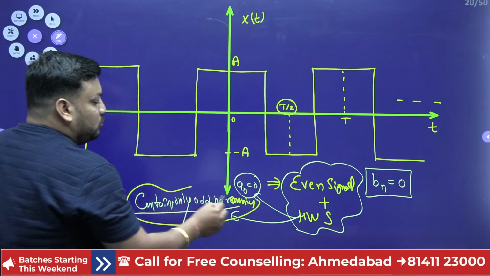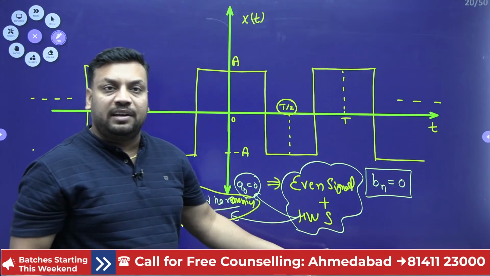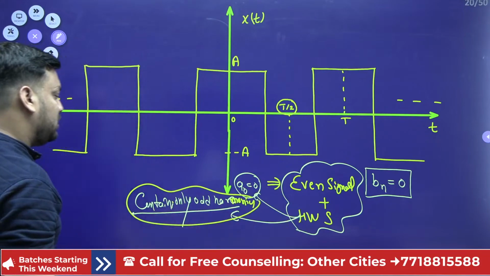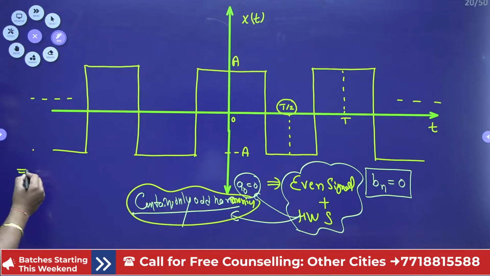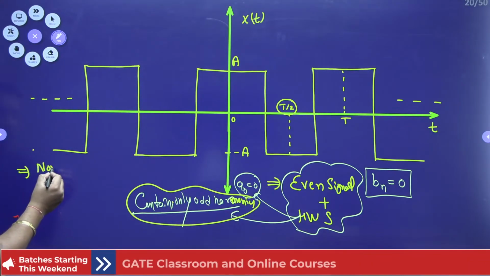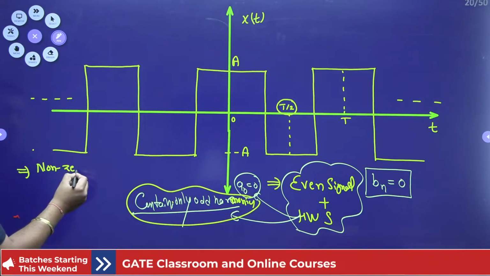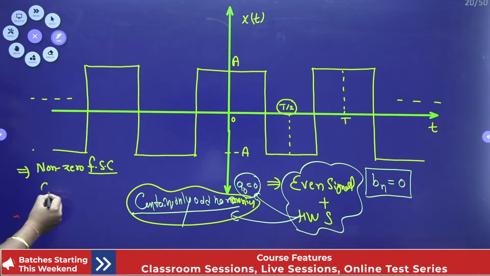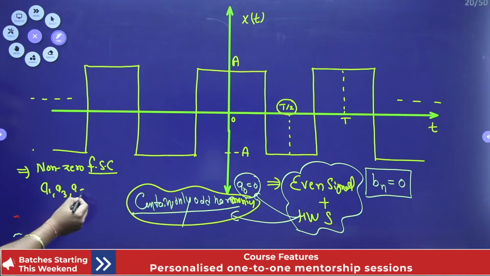Yes. So, student, because of the HWS condition, its A naught value is 0. Because of the HWS condition, now the non-zero Fourier series coefficients will be what? The non-zero Fourier series coefficients will be A1, A3, A5, A7 and so on.